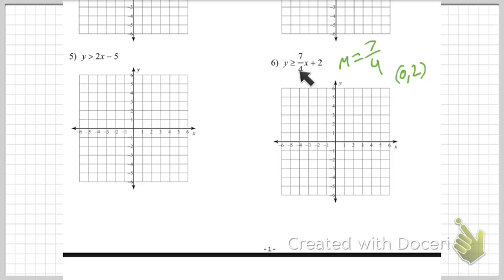Based on the inequality sign, this is greater than or equal to, so this is going to be a solid line, and I'm going to shade above based on that symbol. Again, use your notes. You're going to have to start to memorize what the greater than, less than, all of those symbols mean. So start at positive 2.